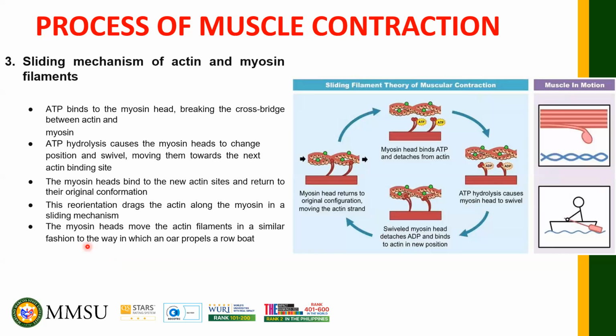Okay, and then meron din tayo dito, the myosin heads move the actin filaments in a similar fashion to the way in which an oar propels a rowboat. Ano ba yung analogy natin in terms of rowing? Comparing now the movement to the way an oar propels a rowboat, yung myosin heads, they usually function as the oar. Okay? Propelling now the actin filaments in a controlled and coordinated manner to generate the muscle contraction.